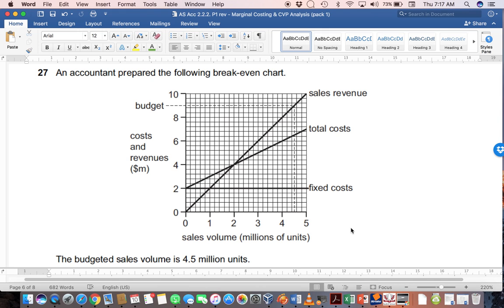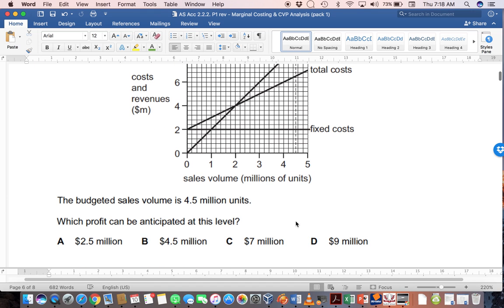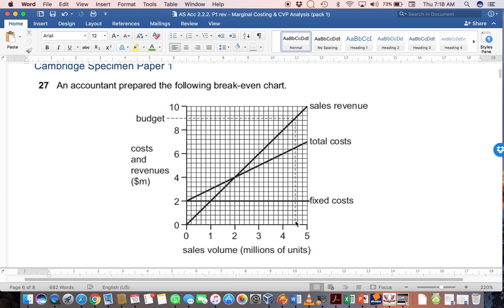The question says that the budgeted sales volume is 4.5 million units. In other words, this dotted line over here shows what the budget is, what they are wanting to actually sell. What profit can be anticipated at this level? In order to read off the profit, you need to realize that the profit must be this little gap over here between the sales revenue and the total costs.